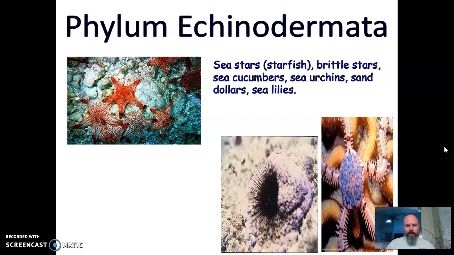Today we're going to be talking about echinoderms. So phylum Echinodermata is the latest group that we're covering. You're probably familiar with several members of this group. Up on the top left of the screen you have a sea star, commonly called a starfish.